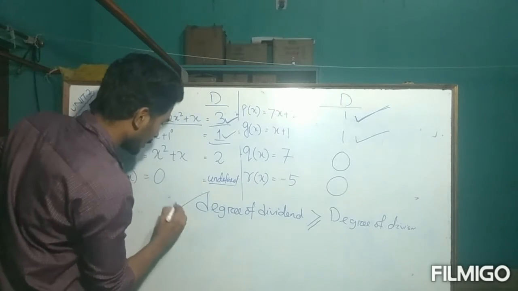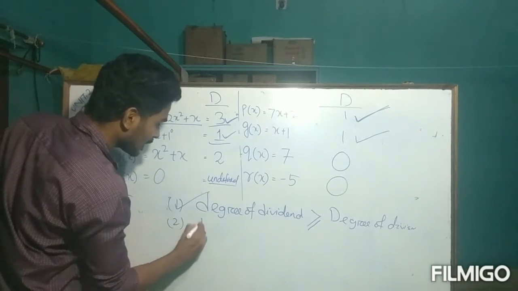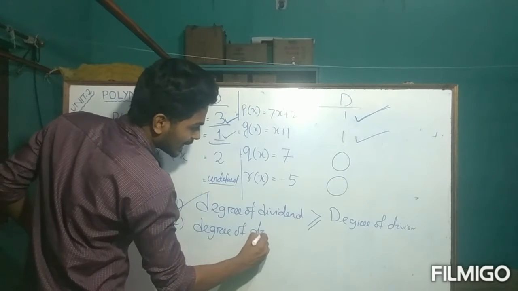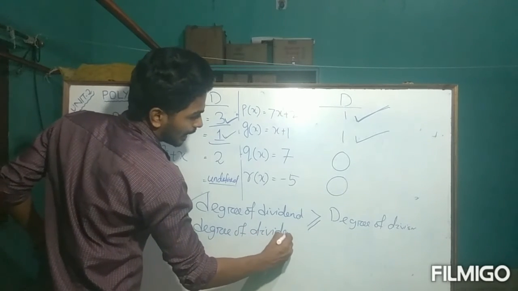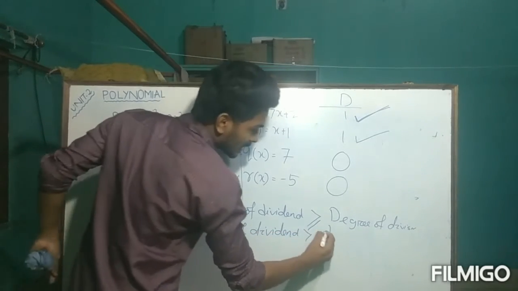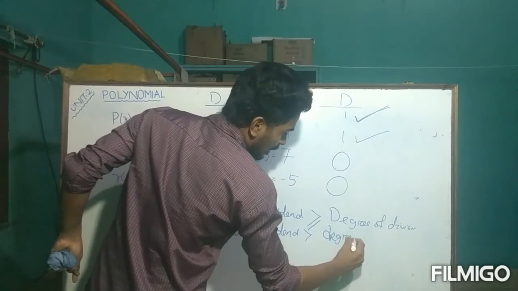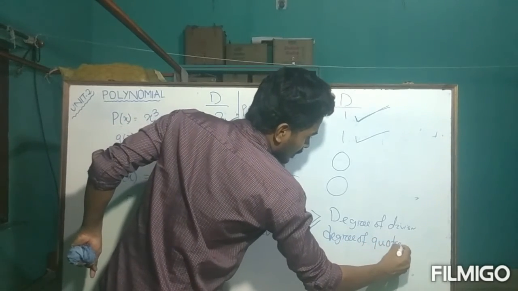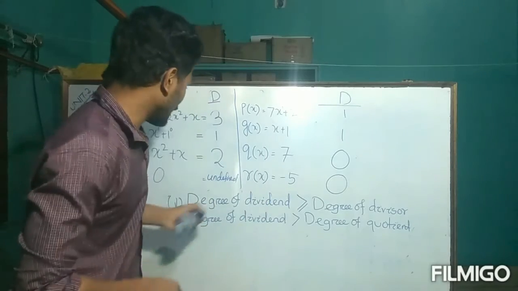You can say this is the second point: the degree of dividend is greater than the degree of quotient. Understood? So now we come to the third point.